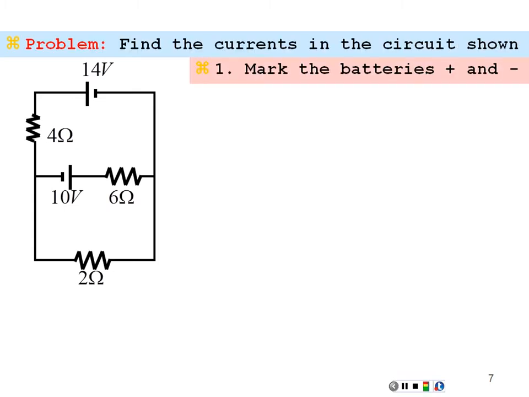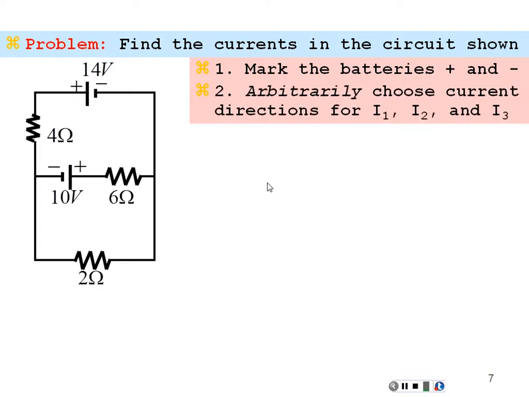First thing I'm going to do is mark my batteries, positive or negative. So I'm going to look at this 14-volt battery. The long bar is positive, short bar is negative. This 10-volt battery, long bar is positive, short bar is negative. So I'll mark them, positive, negative, positive, negative. Sounds good. Next thing we're going to do is assume current directions for my 3 branches, I1, I2, and I3.